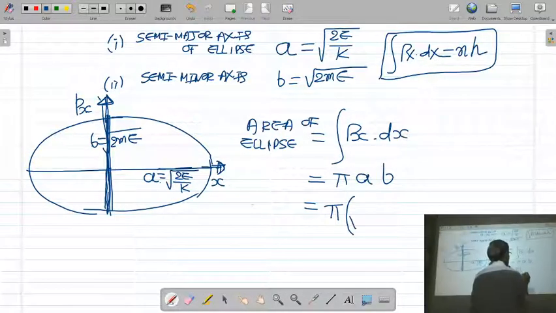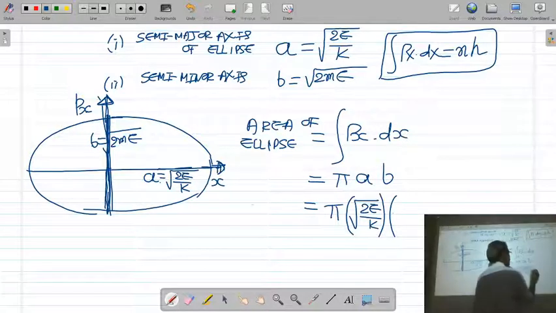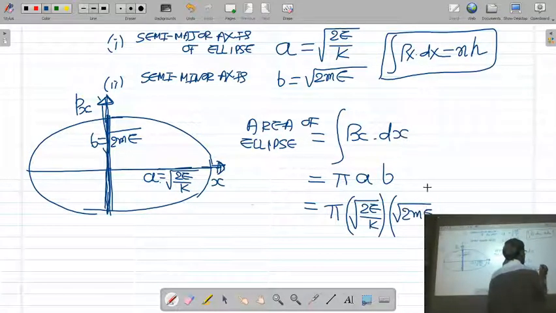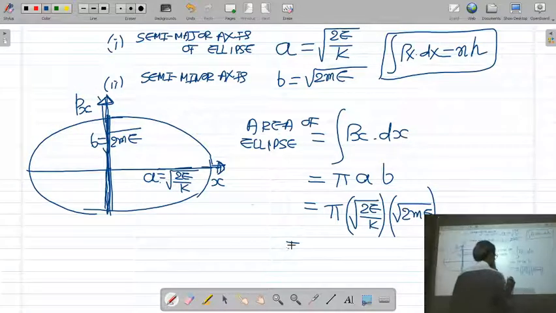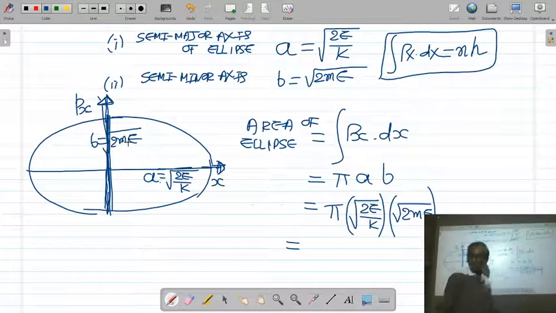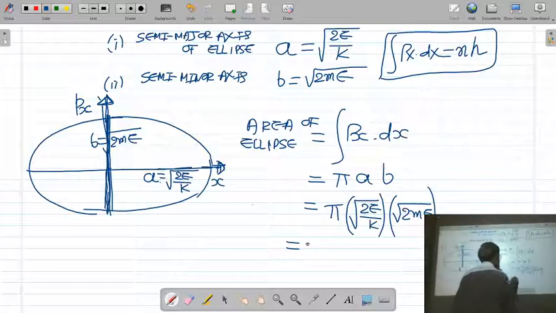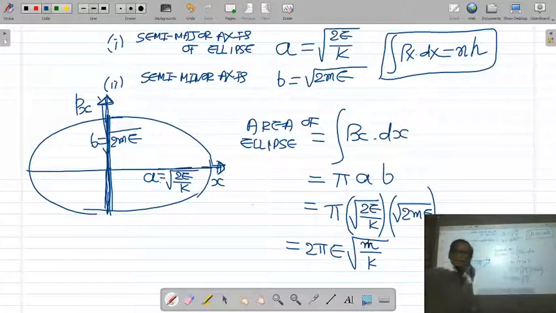Pi here is, what is semi-major axis of the ellipse? Under root 2E by k. What is semi-minor axis of the ellipse? Under root 2mE. A small calculation. If you do this, you will get the area of the ellipse pi AB. Pi is constant. The semi-major axis of the ellipse is under root 2E by k and semi-minor axis of the ellipse is under root 2mE. If you calculate this, you will get 2 pi E under root m by k, where m is the mass of the oscillator and k is the force constant.